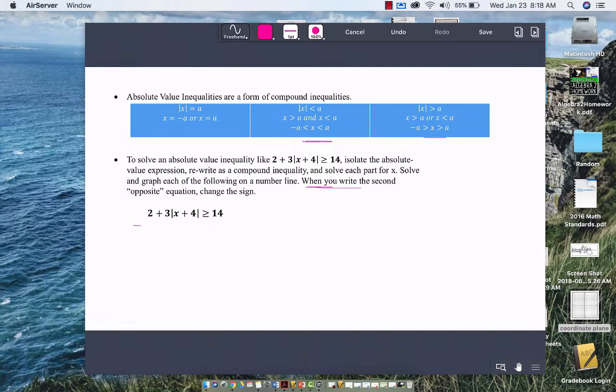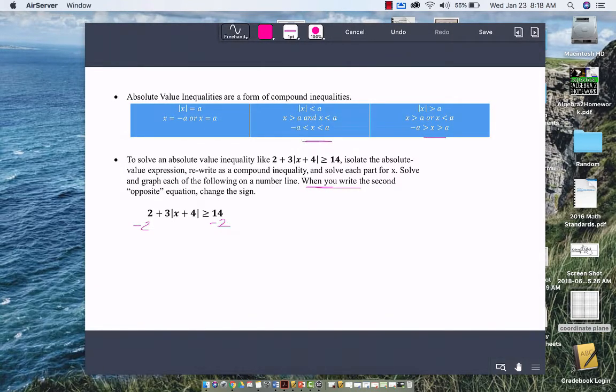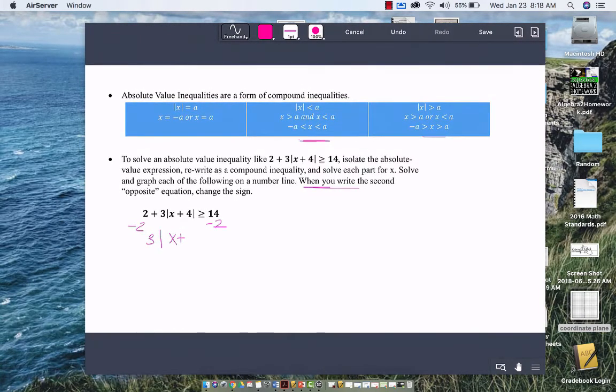So the first thing I'm doing is, like we said, peeling those layers. So I'm going to subtract 2 from both sides. And I get 3 times the absolute value of x plus 4 is greater than or equal to 12. And then I'm dividing both sides by 3. And here's my jumping off point. I get the absolute value of x plus 4 is greater than or equal to 4.